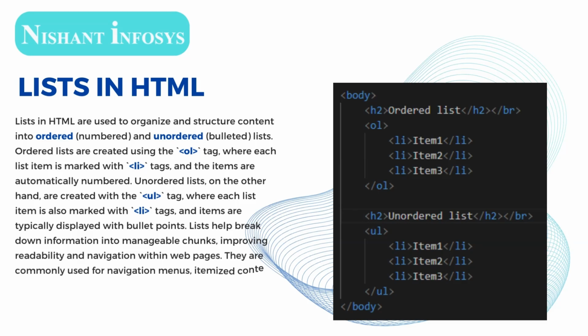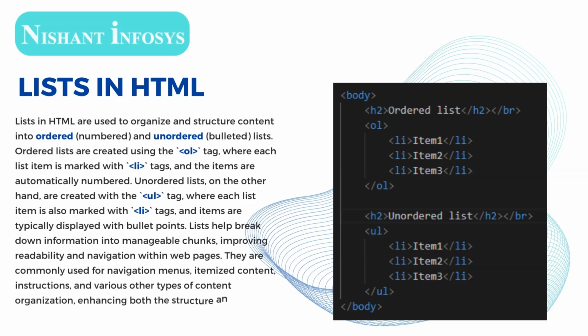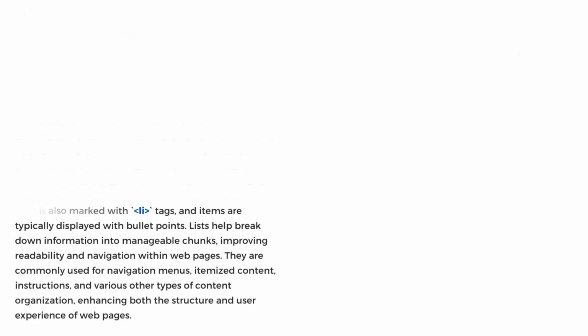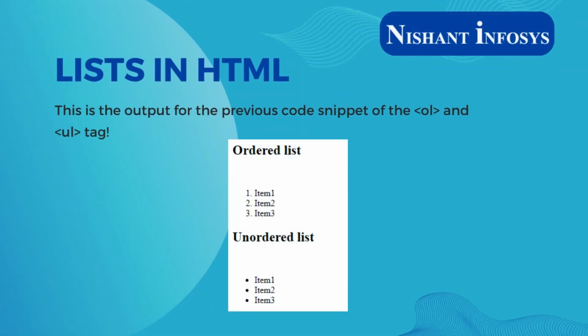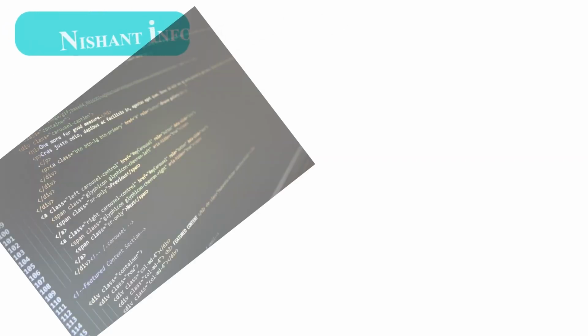Lists help break down information into manageable chunks, improving readability and navigation within web pages. They are commonly used for navigation menus, itemized content, instructions, and various other types of content organization, enhancing both the structure and user experience of web pages. The code shows how we can create an ordered and unordered list in our HTML document. And this is the output of the code snippet.